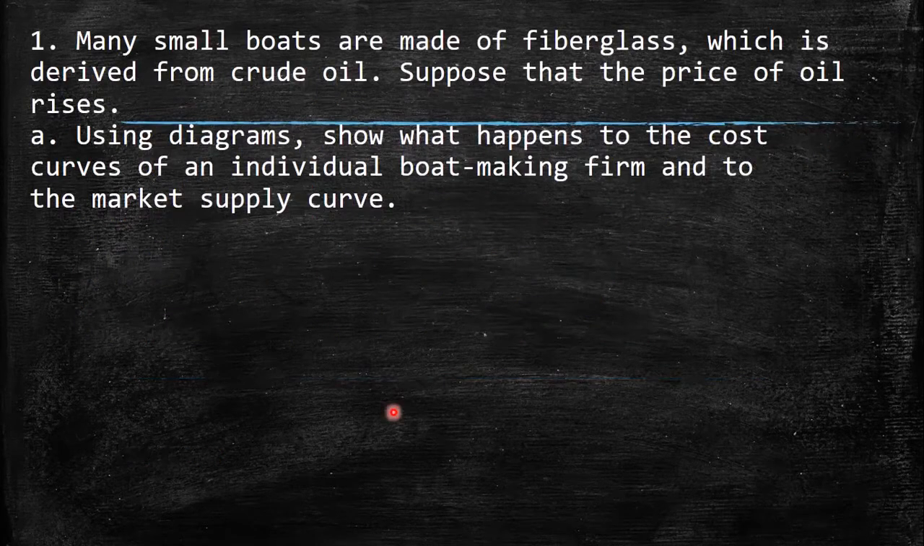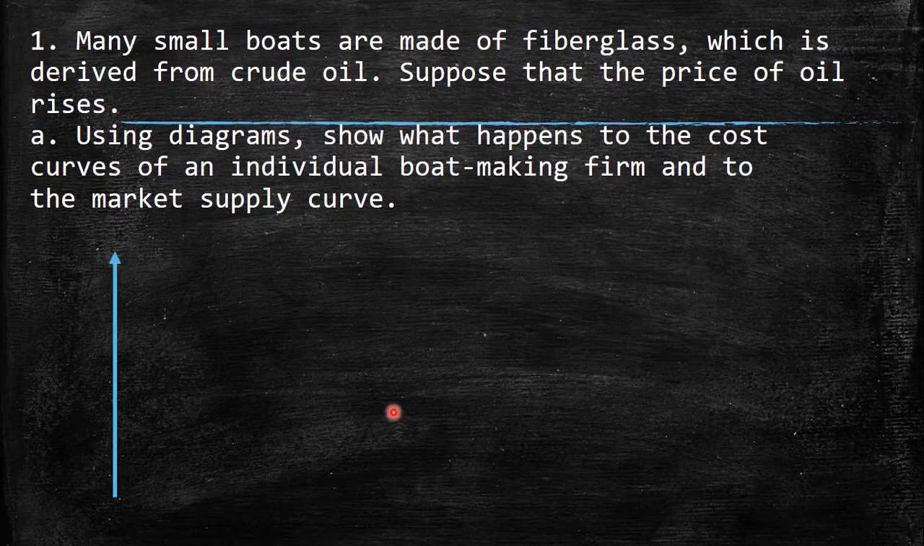So the first question says, many small boats are made of fiberglass, which is derived from crude oil. Suppose that the price of oil rises. The first question says, using diagrams, show what happens to the cost curves of an individual boat making firm and to the market supply curve.